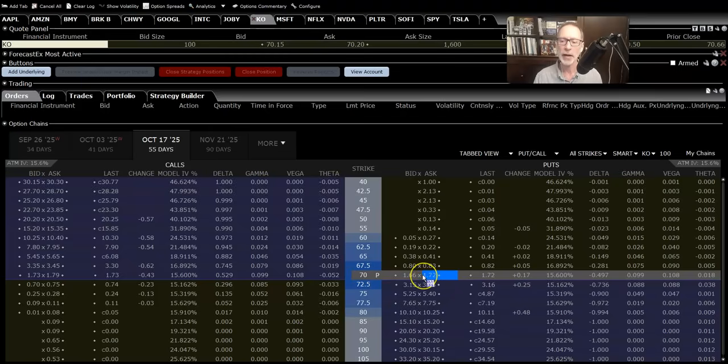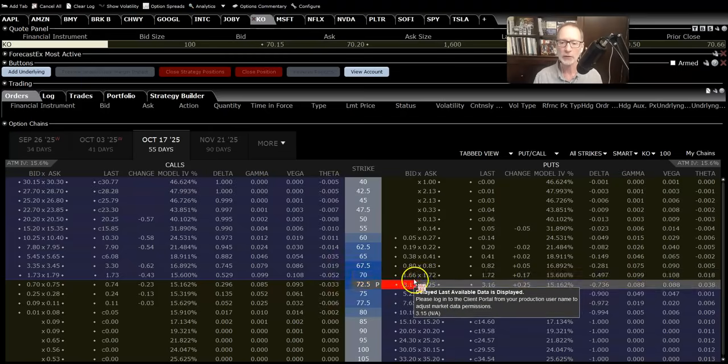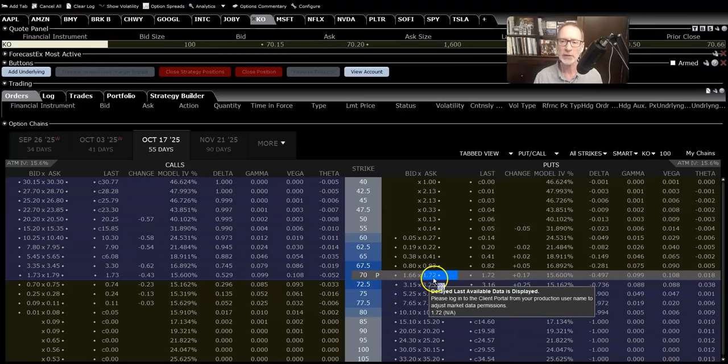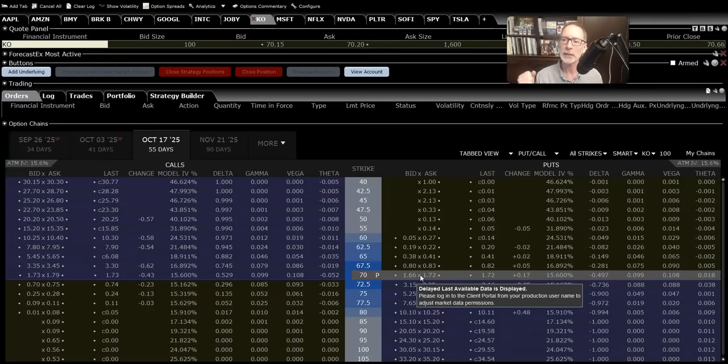This is how it went out on Friday, August 22nd, 2025. 1.66 bid at 1.72. Something right in the middle is about $1.69 per contract, which is 169 actual dollars. You multiply these numbers by 100 because there's 100 shares of stock in every option contract. So if you sold one of these $70 put Coca-Cola options for $1.69 per contract, you would immediately get $169 in your pocket.